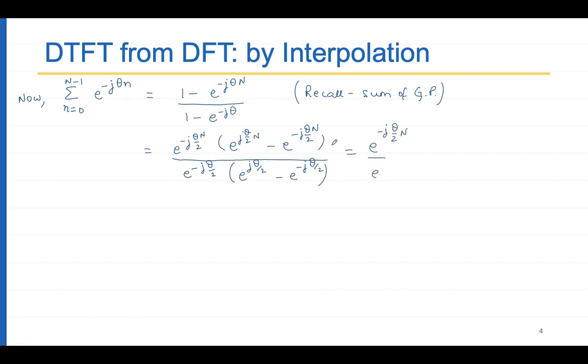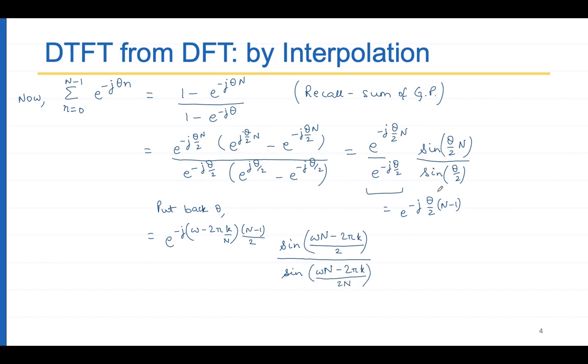So if I substitute that, what I get is sine of theta N upon 2 divided by sine of theta upon 2, right? And the phase terms are all outside. This phase term, I know it's a single phase term. Now put back the value of theta, and what do I get? I get this full expression. You remember the value of theta which we had substituted: omega minus 2 pi k upon N. This is what I have put back now. So this is the phase term and this is the magnitude term.